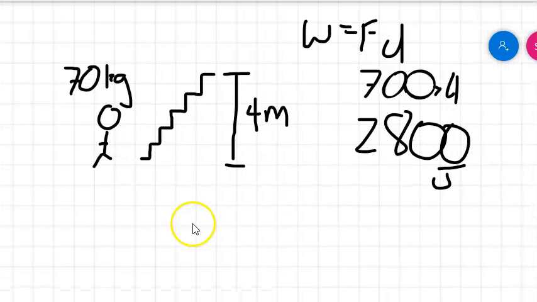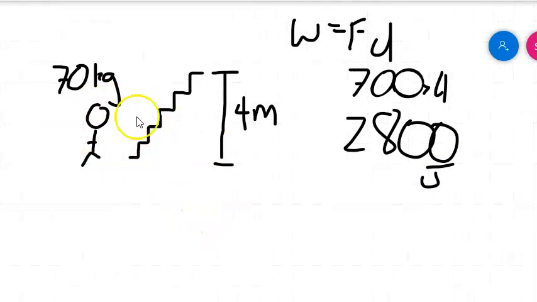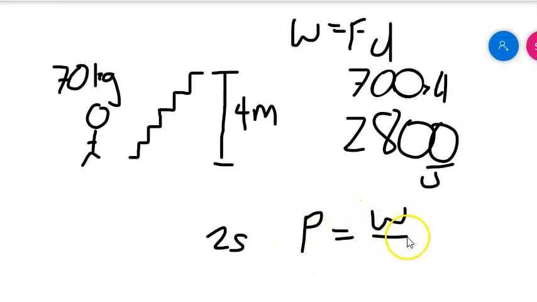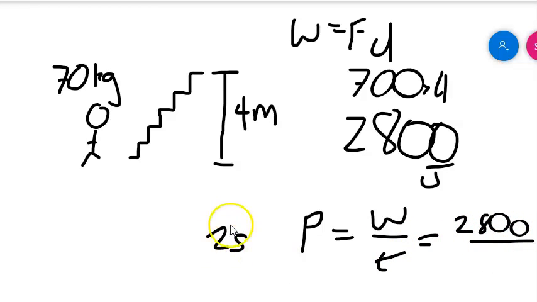How would we calculate the power exerted by the person? We just need to know the time that it takes. If this took the person 2 seconds to run up the stairs, then power would equal the work divided by the time. So it would be 2,800 divided by the time, which in this case is 2. So the power would be 1,400 watts.